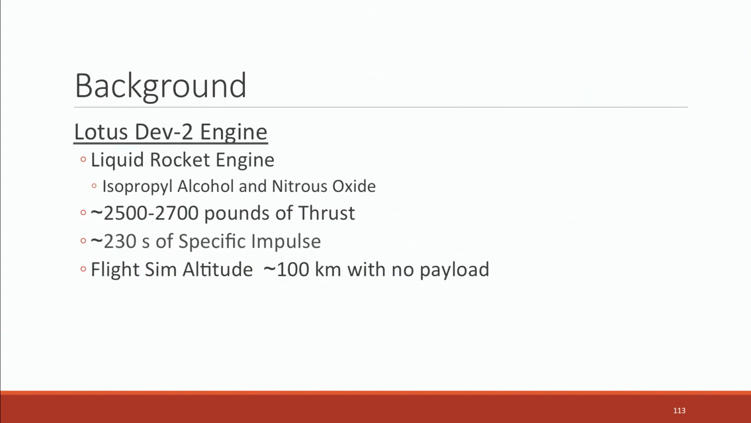So just some of the stats on the engine itself. It's a liquid rocket engine using isopropyl alcohol and nitrous oxide, with about 230 seconds of specific impulse, and we use a flight sim code to calculate a baseline altitude for the current rocket. We reached about 100 kilometers with no payload on board the rocket. Obviously, the code makes a lot of assumptions in the calculations, and it's assuming the rocket is operating ideally, with all functions working. So it's just something to keep in mind. It's a general estimate of what we can do just using the specs from the engine itself.